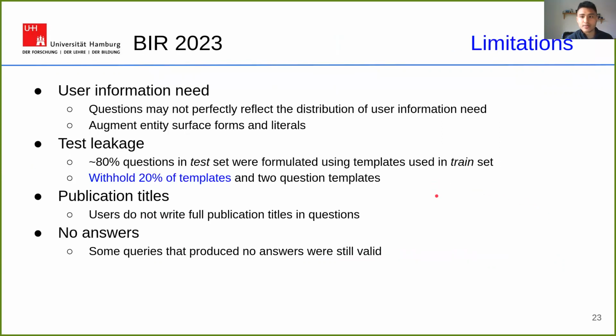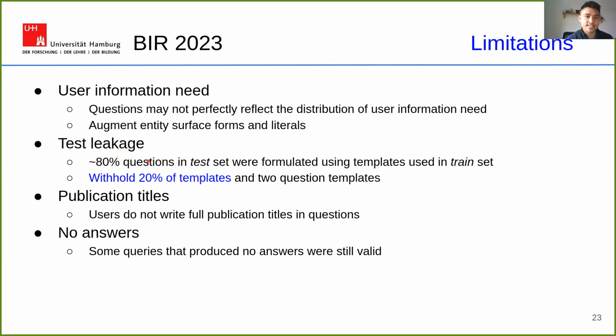So in conclusion, we do have some limitations of our data set. The first is the user information need. The question templates that were designed were written by only two people, the authors themselves. So the questions used in the templates might not best reflect the user information need. However, we do introduce augmenting the entity surface forms and literal forms to best represent the different ways users write this information and questions.